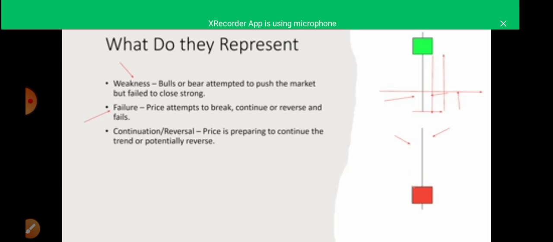The same here with this bearish candle. If this is our key level, at one point in time, this candle was bullish and attempted to break and close above. It could have been continuing or reversing, but failed with a huge wick rejection and closed below the level, which indicates to us a failure. The final thing this represents to us is a continuation or reversal, that price is preparing to continue the trend or potentially reverse.